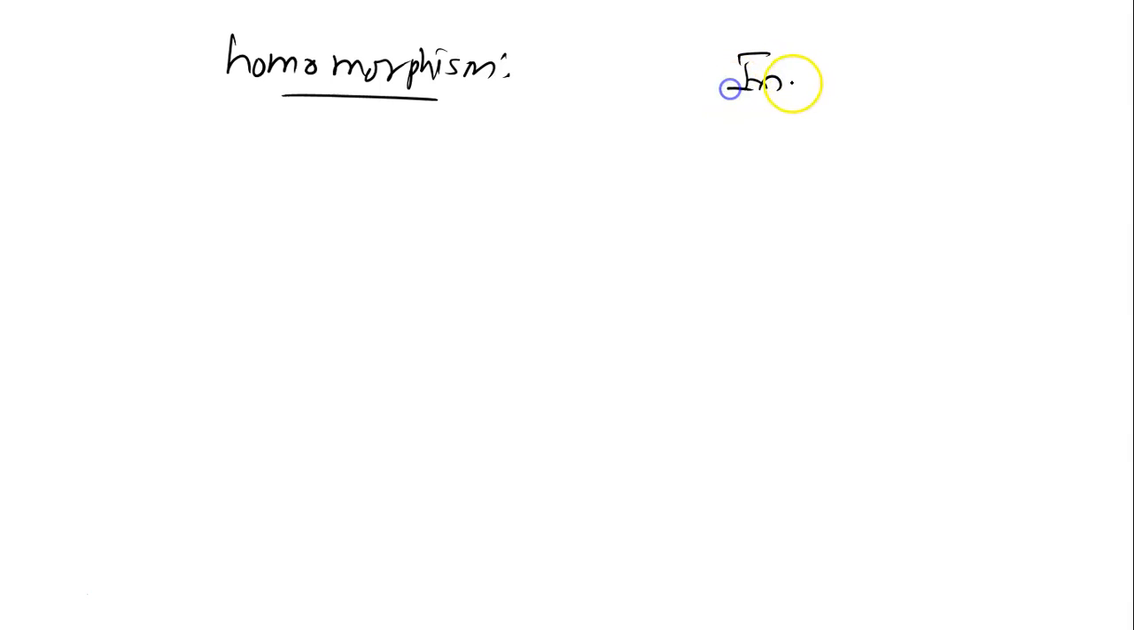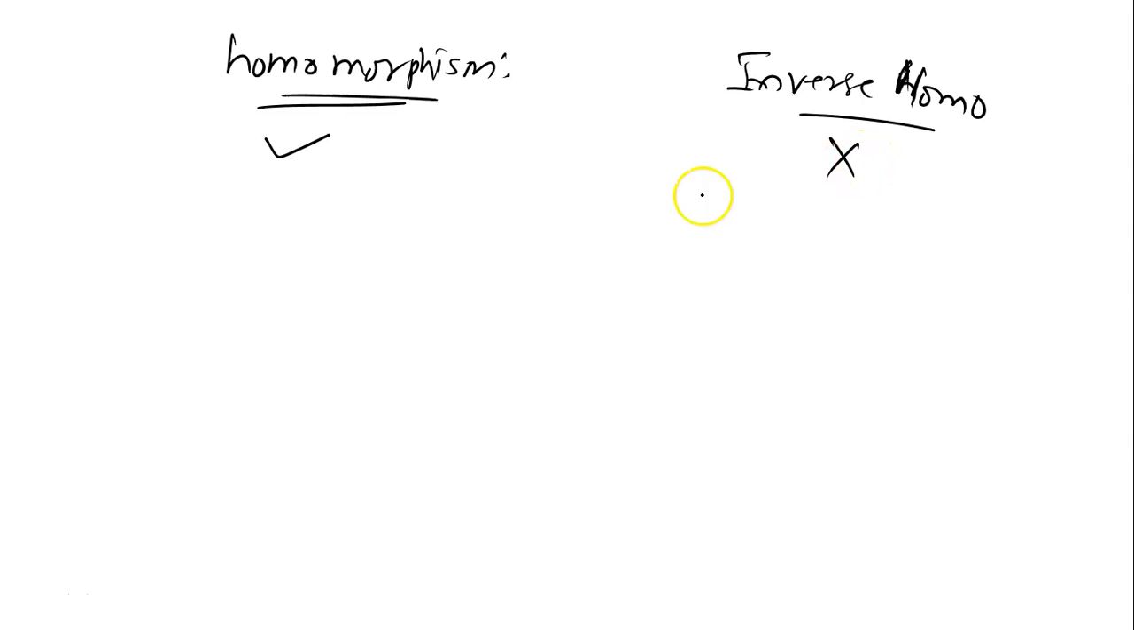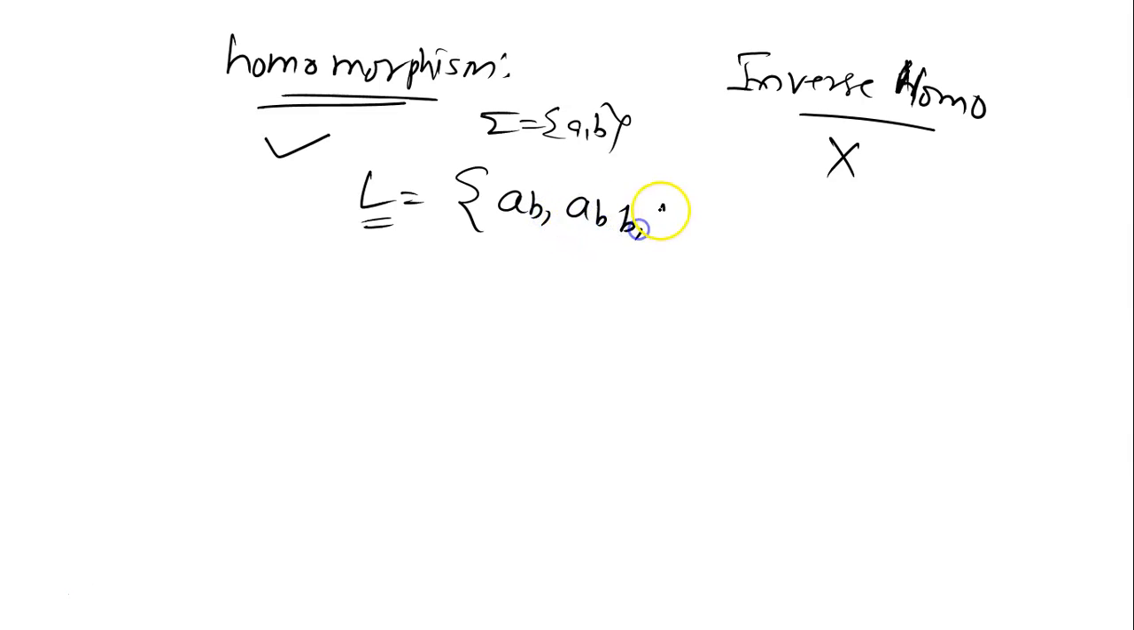So you can pause the video and try to think whether the set of finite languages is closed under homomorphism or inverse homomorphism or not. Okay, so you can try to think about it. Let me tell you, the set of finite languages is closed under homomorphism, but it is not closed under inverse homomorphism. Let's see why. If you have a language L, let's assume this language L is over the alphabet sigma is a comma b, and this language L is some finite language. Some strings could be there, for example a b, a b b, b a b a. So this is your language L.